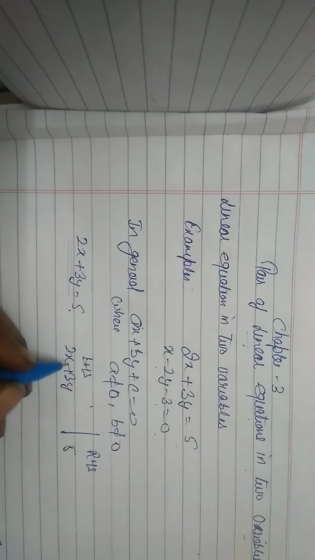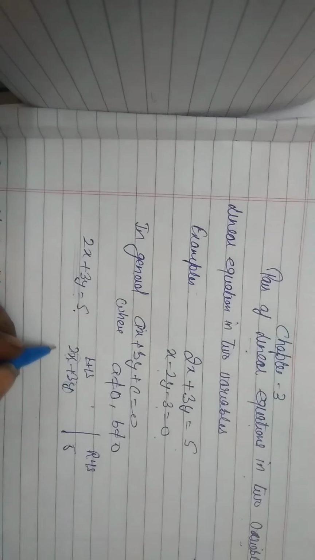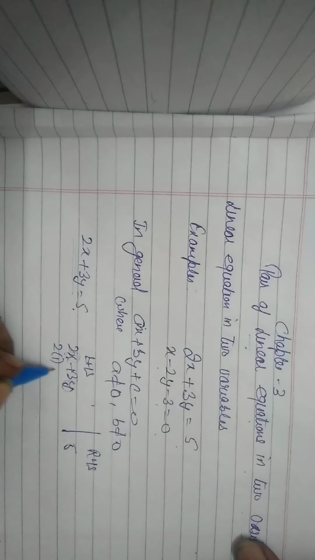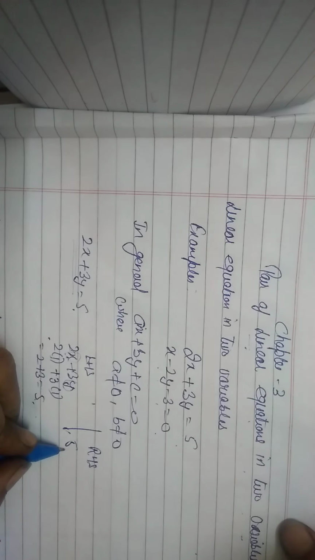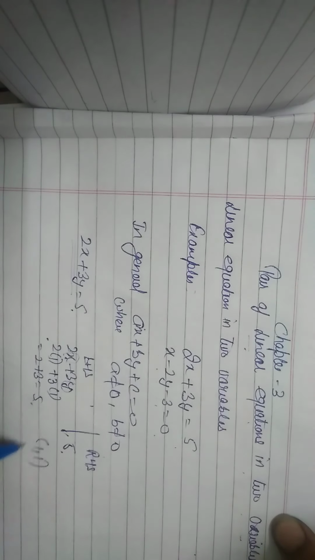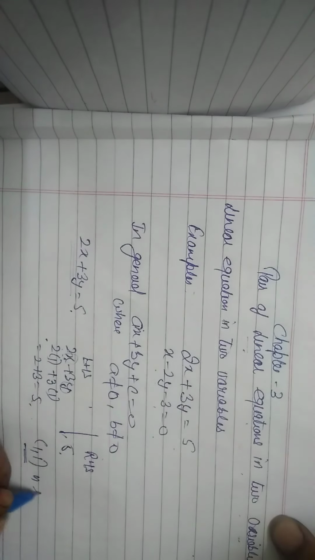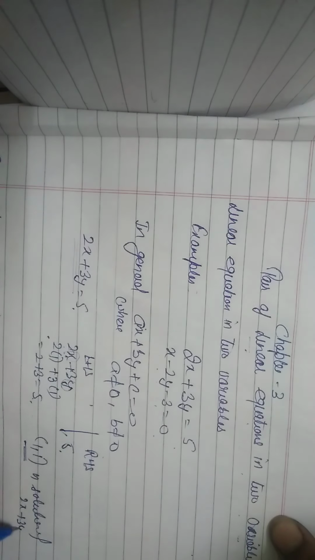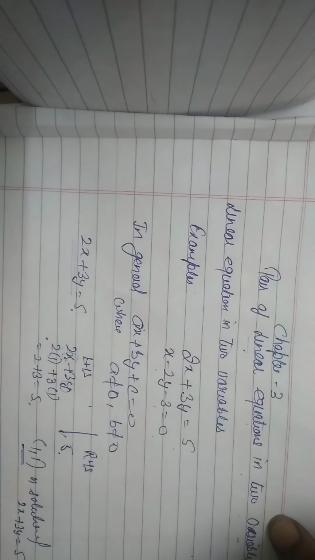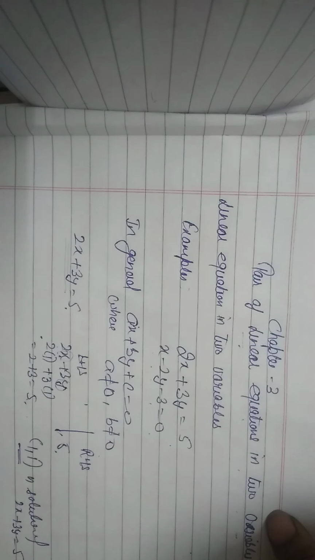Now we find the solution, the values of x and y. Suppose we put 1 in place of x and 1 in place of y. 2 times 1 is 2 plus 3 times 1 is 3, we get 5. Both values of left hand side and right hand side are the same. Therefore x equal to 1 and y equal to 1 is the solution of 2x plus 3y equal to 5. This is the method of how to find the solution of equations.